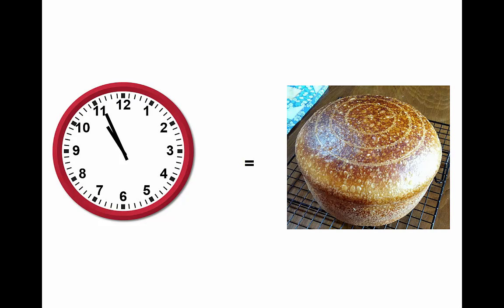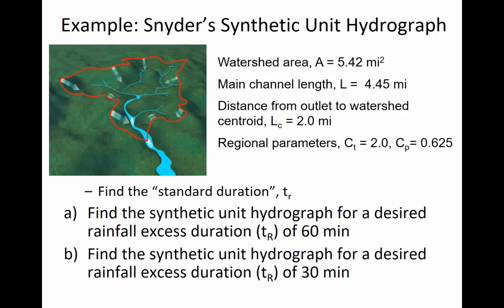The Snyder synthetic unit hydrograph. What we had was some relatively large watershed with an area of 5.42 square miles. Main channel length is given, and so on. The process, I gave you a handout, right? So the handout had the step-by-step of what to do.